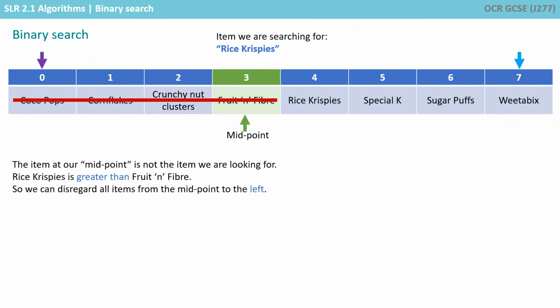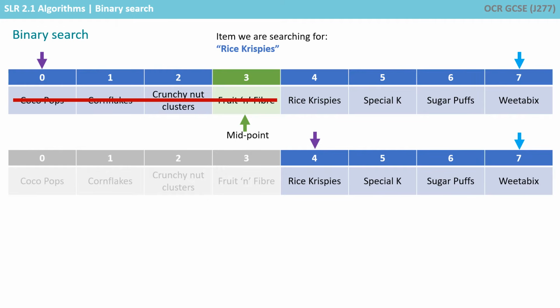So we're now going to check the item that is indexed 3 to see if it's the one we're looking for. Let's assume we're looking for Rice Krispies. Well, Fruit and Fibre is not Rice Krispies, it's greater. So we can disregard all items to the left. We know it can't be one of those. The left pointer now becomes the midpoint plus 1. We can now repeat the algorithm.